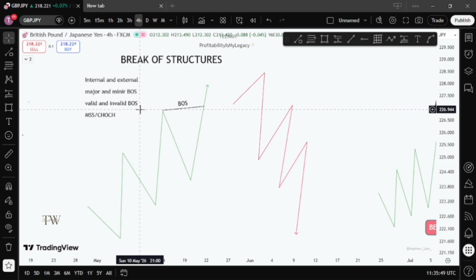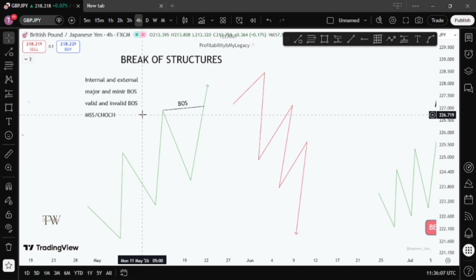So I'm going to also show you that on the chart. The external break of structure, for it to be valid, you need to find at least up to 3 break of structures inside of it. And the internal break of structures, for you to actually consider it valid, you need to see some sort of structural liquidity inside of it.